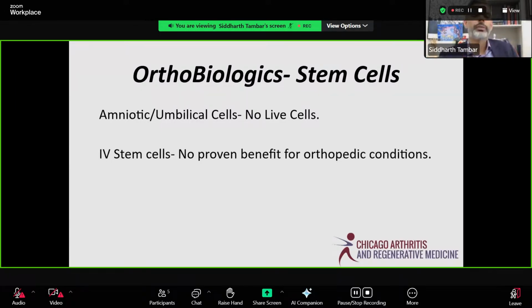Use your own cells. You may hear about IV stem cells in other parts of the world. Not legal in the United States, no proven benefit for orthopedic conditions, may help with temporary inflammation, but beyond that, I would be cautious in terms of its utility for arthritis and tendonitis.